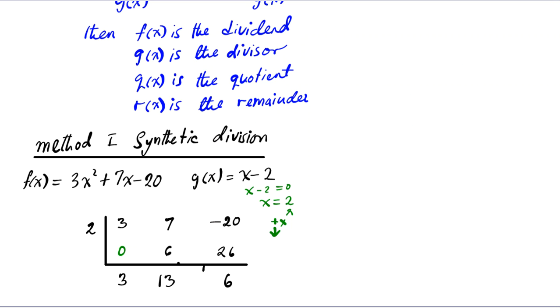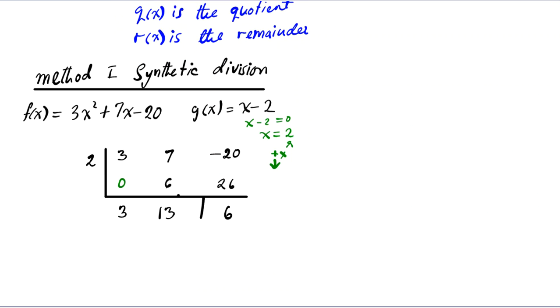So you draw your line here. This is known as a depressed polynomial. Since the degree of the dividend polynomial is 2, the depressed polynomial is going to have a degree that's 1 less than the dividend polynomial function. So our answer is going to be 3. This is x squared, so this is going to reduce by 1 because we divided out by a factor, x minus 2. So we have 3x plus 13.